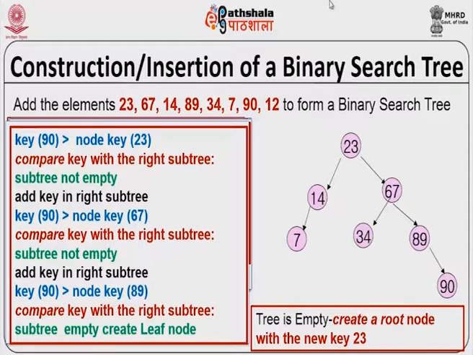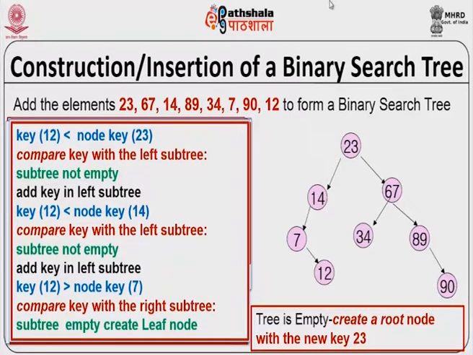Now, you have the last node that we want to add, which is 12. So, here again you compare 12 with 23, you find that it is less. So, go to the left subtree, which is not empty, it is rooted at 14. So, you compare 12 with 14, you find that it is lesser. So, you go to the left subtree of 14, that is rooted at 7, it is not empty. So, you compare 12 with 7, you find that 12 is greater than 7. So, you go to the right subtree of 7, which you find is empty. So, now you have located the parent as 7. So, you attach 12 as the right child of 7, and that completes the insertion process.